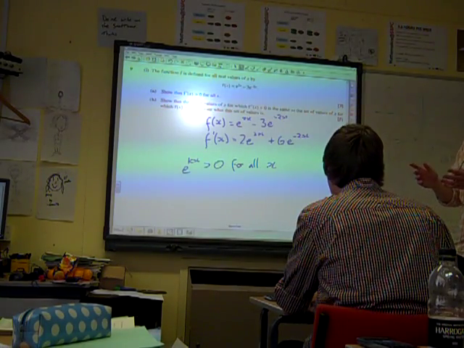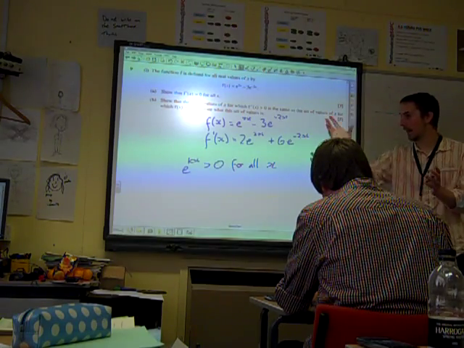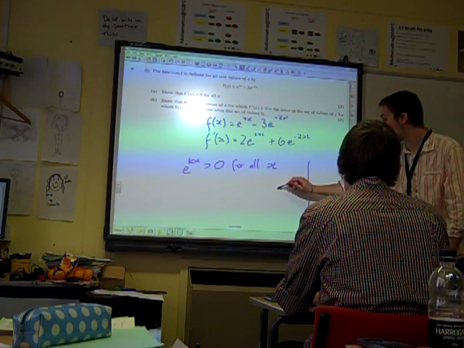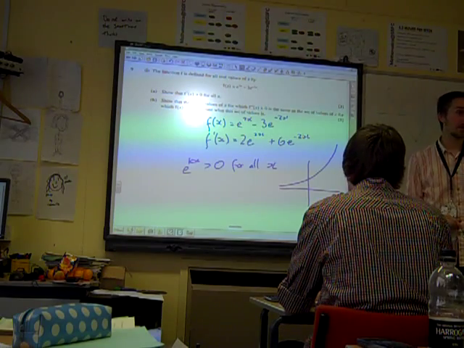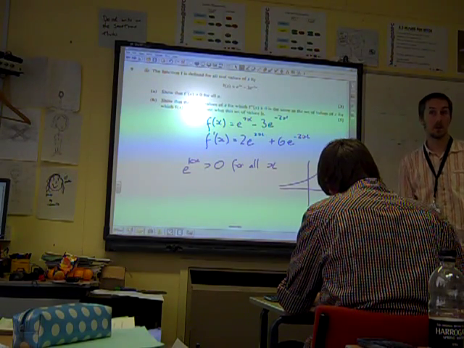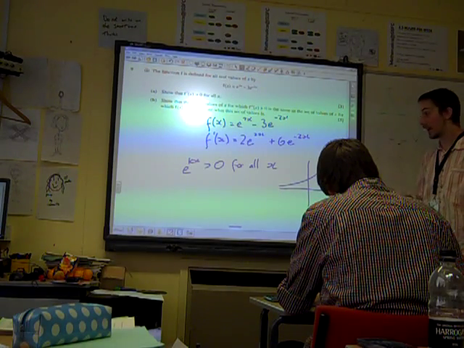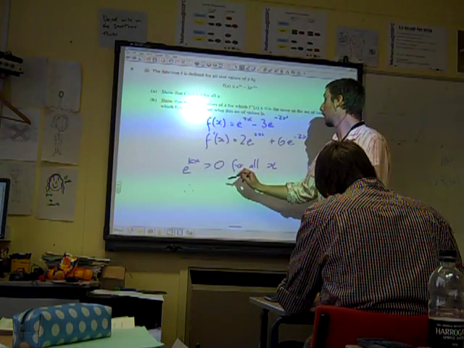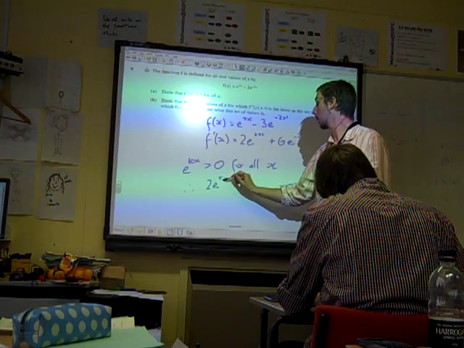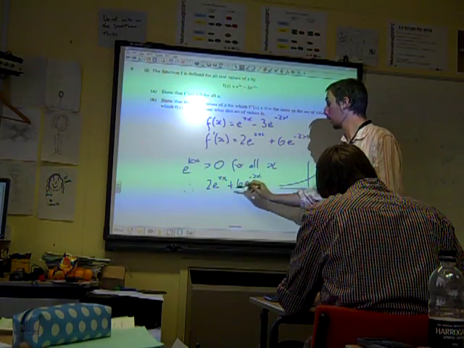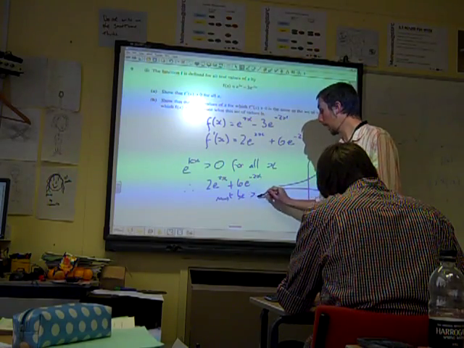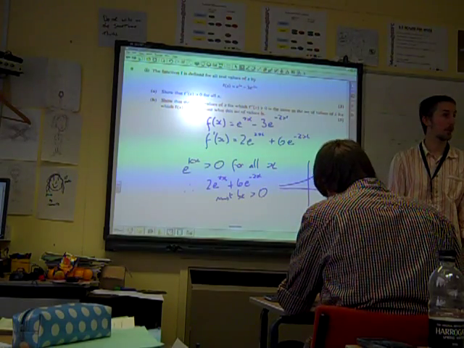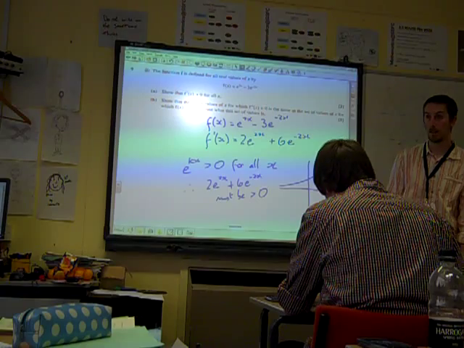So we know that e to the kx, no matter what k is, e to the something x, is always positive because we know what the e to the x graph looks like. It looks like that. If k is positive, if k is negative, it's the other way around, but it's always positive. So therefore, that must be greater than 0 for all x, because we're adding together two positive graphs, two positive functions.